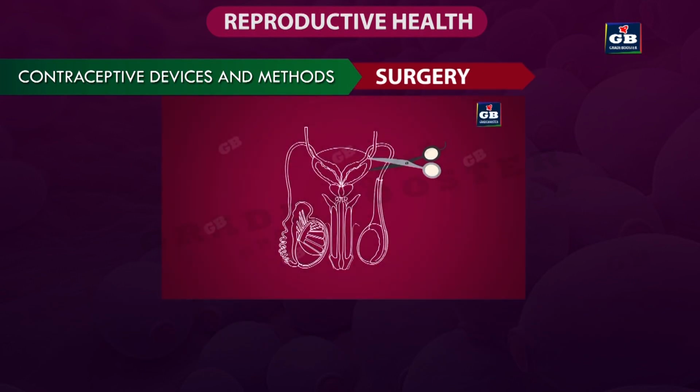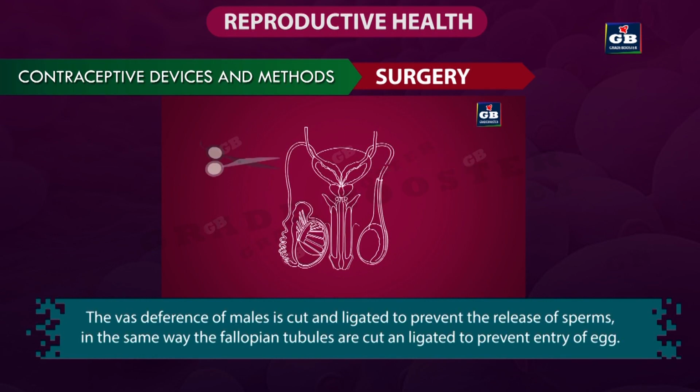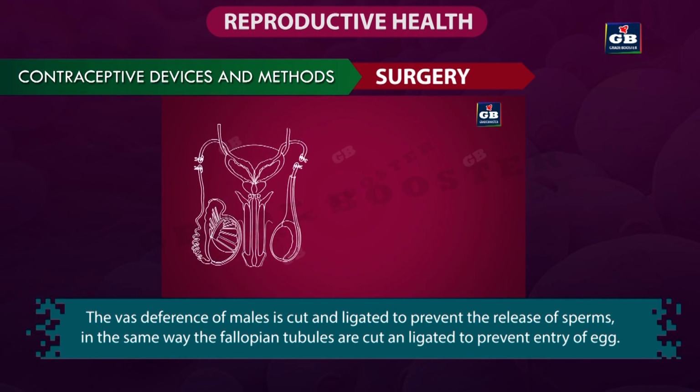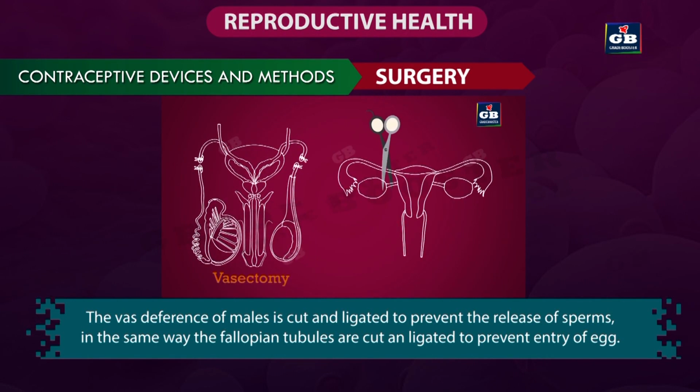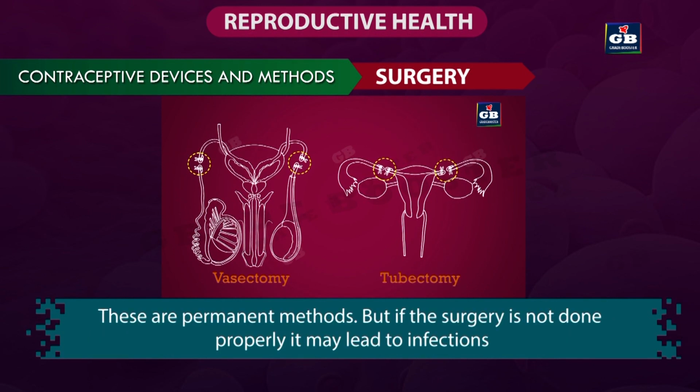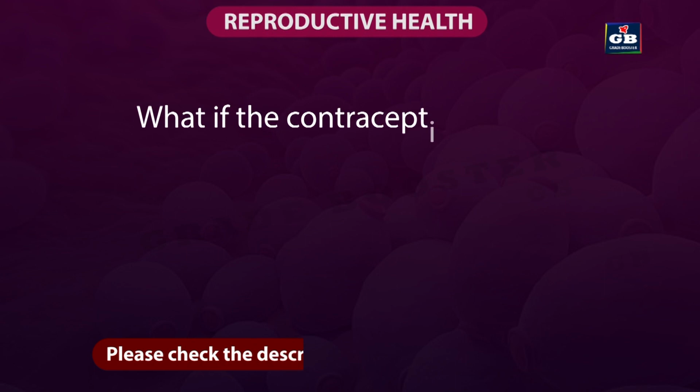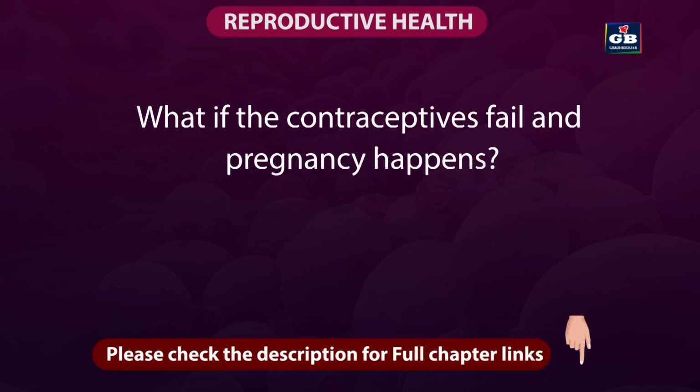Next, surgical methods. The vas deferens of males is cut and ligated to prevent the release of sperms. In the same way, the fallopian tubules of females are cut and ligated to prevent entry of eggs. These are permanent methods. But if the surgery is not done properly, it may lead to infections. What if the contraceptives fail and pregnancy happens?